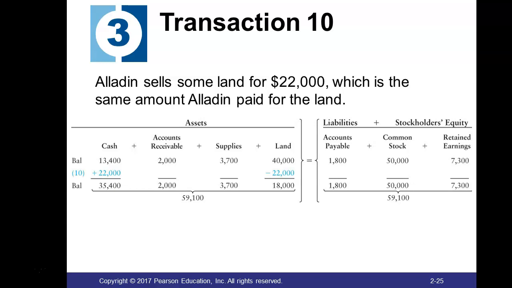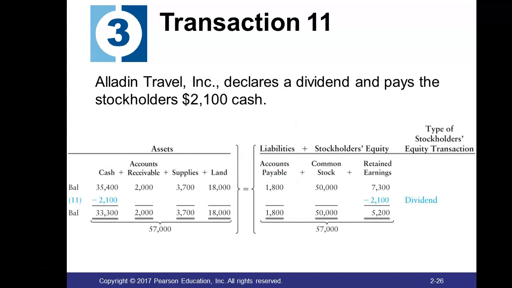Let's see, Aladdin sells some land for $22,000, which is the same amount Aladdin paid for the land. So there's no difference in value. So we are going to receive $22,000 in cash. And we're also going to show a reduction in the amount of land that we have on our books. Because part of the land that we had, part of it we sold away. So we're going to reduce the asset again to balance this equation. Again, we are increasing our cash, which is an increase in an asset, and we're going to decrease our asset, in this case a decrease in land. Our entry does in fact balance.